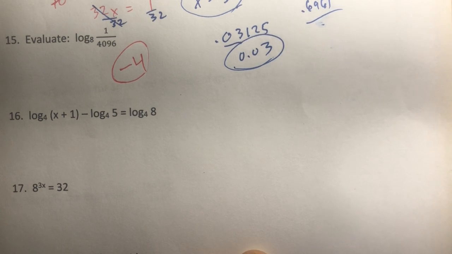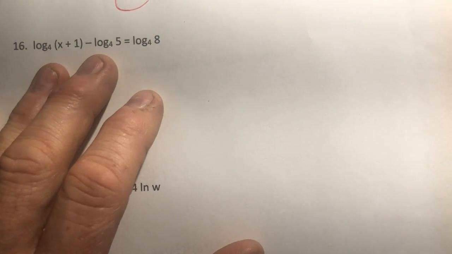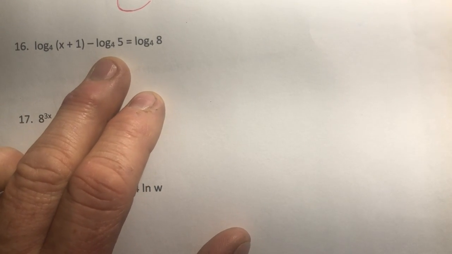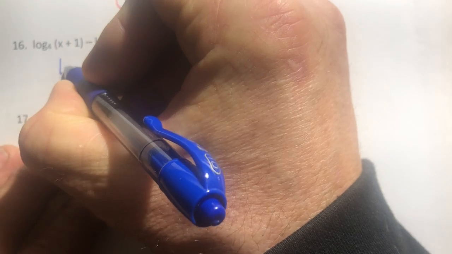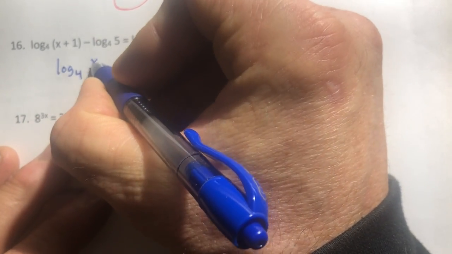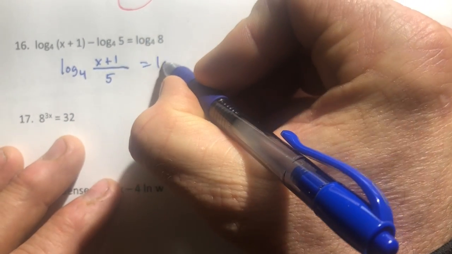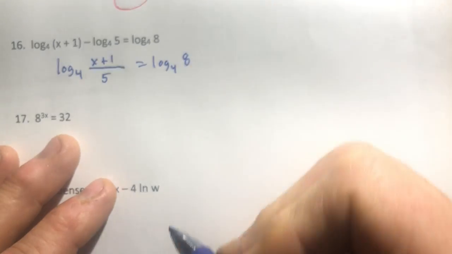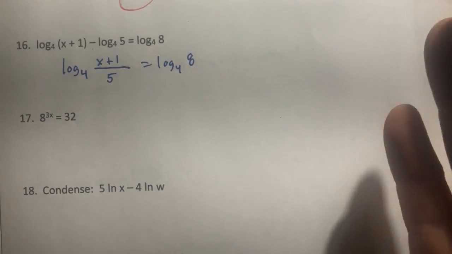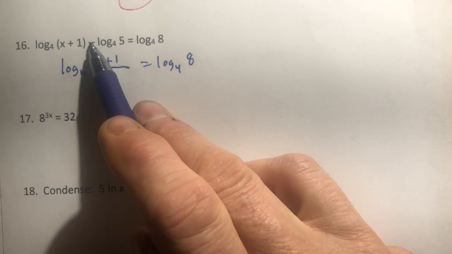Okay, number 16. Solve this. All right, we got log base 4 of this minus log base 4 of 5. All right, well, since we're minusing these, I can join that up into one log, and it's going to be divided. So it's x plus 1 divided by 5. Okay, so since we're minusing these two logs, I can put them together with a division. Minus is division.